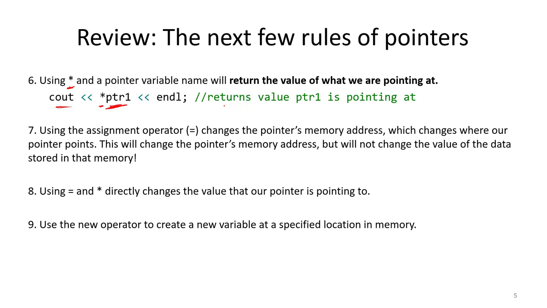Next point, when we use the assignment operator with a pointer, remember that is actually changing the memory address being stored inside our pointer variable. This will change where our pointer points. Notice that it changes the memory address stored in the pointer, but the memory that we're actually pointing at will not be changed.